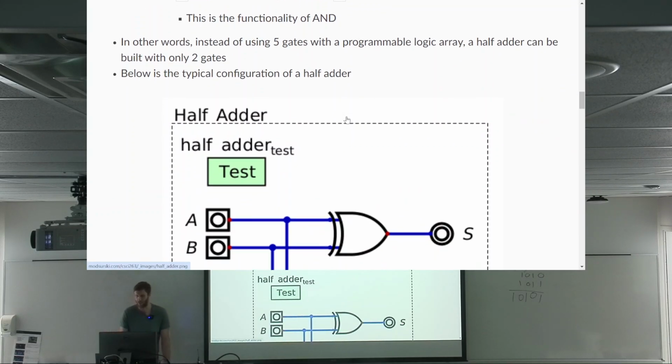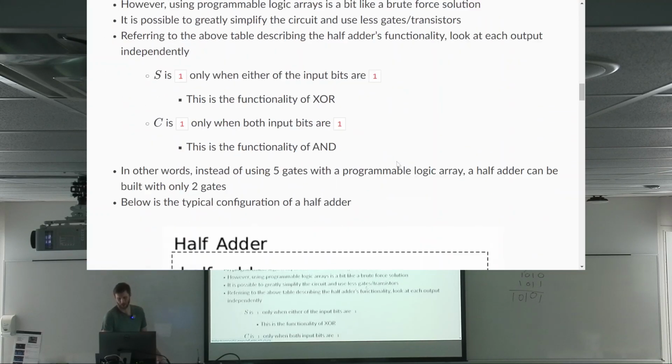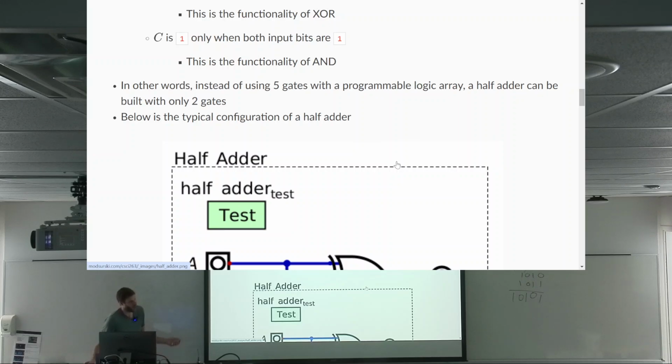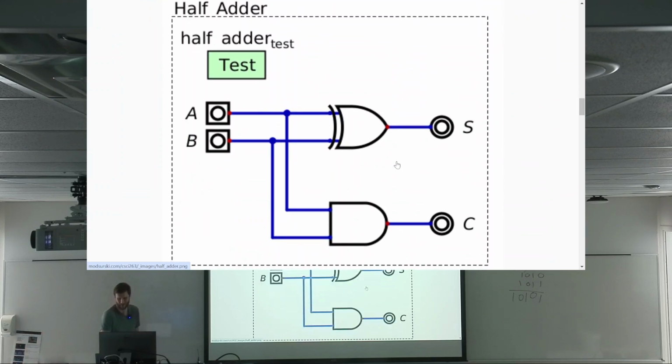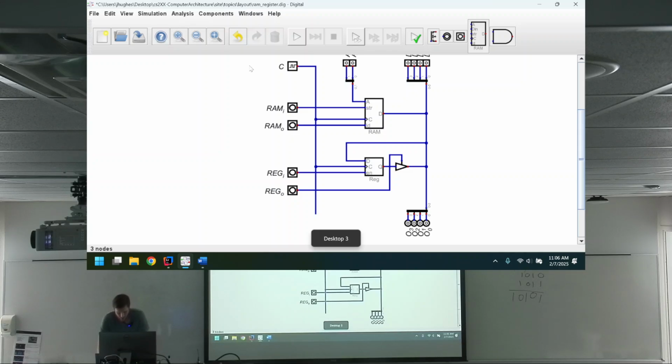So in other words, instead of using 5 gates for the programmable logic array, which again I know we can be like, well, we don't really need this gate. Fine, we can reduce the number of gates, but still. Instead of needing a programmable logic array, we could reduce it to needing only 2 gates. And below is a typical configuration that you would see of what we call a half adder. Right? And for the fun of it, let's see it in action.